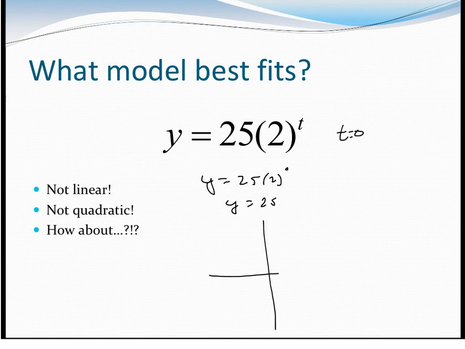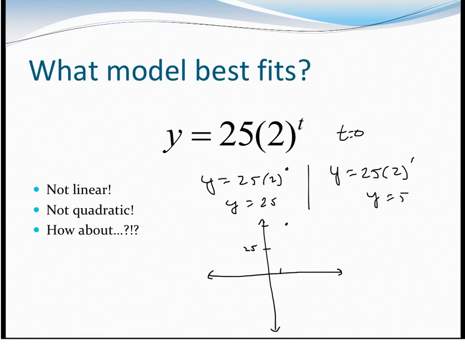I know the general shape of the graph, and you get comfortable with it. This is one of those basic functions that we talk about. Somewhere at 25, it's going to cross the y-axis. Now if I put in a value, for example 1, I'm going to get y is equal to 50. So I know at 1, I'm going to be all the way up to 50. So this guy's going to grow really, really fast.